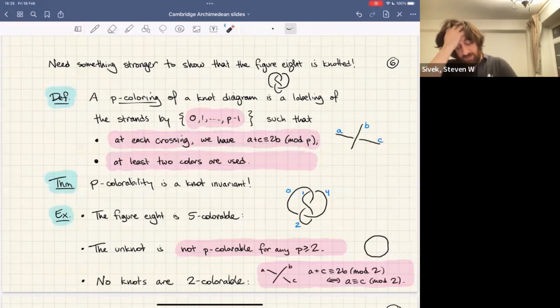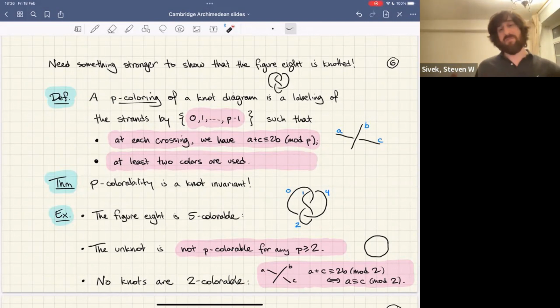So what that says is you have to have the same colors on either side of a crossing on the understrand. And then as you walk around the knot, that tells you that you're only using 1 color. And again, that violates this condition. So no knots are 2 colorable, but if you check 3, 5, 7, and so on, you might get more interesting information.